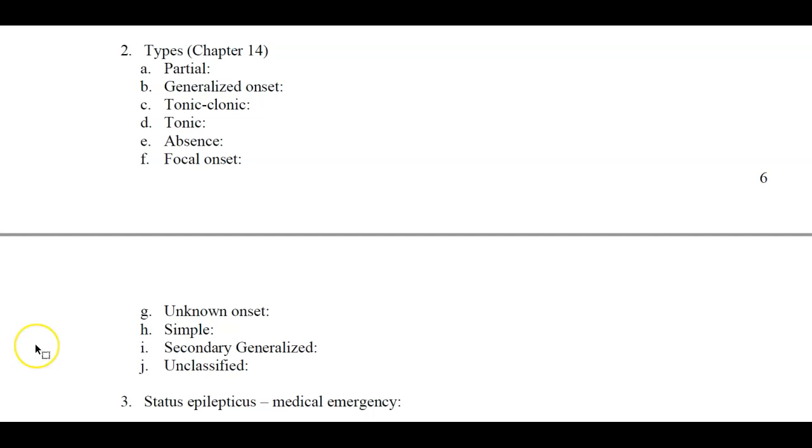Status epilepticus is one of the very important types of seizures that you have to remember. This is a medical emergency. Status epilepticus is basically multiple seizures occurring with no recovery in between them, which can cause hypotension, or low blood pressure. It can also cause prolonged tissue hypoxia, which can lead to brain damage or death. The first line treatment for status epilepticus is benzodiazepine. The most commonly administered medication in the clinical setting is lorazepam, which is a benzodiazepine.